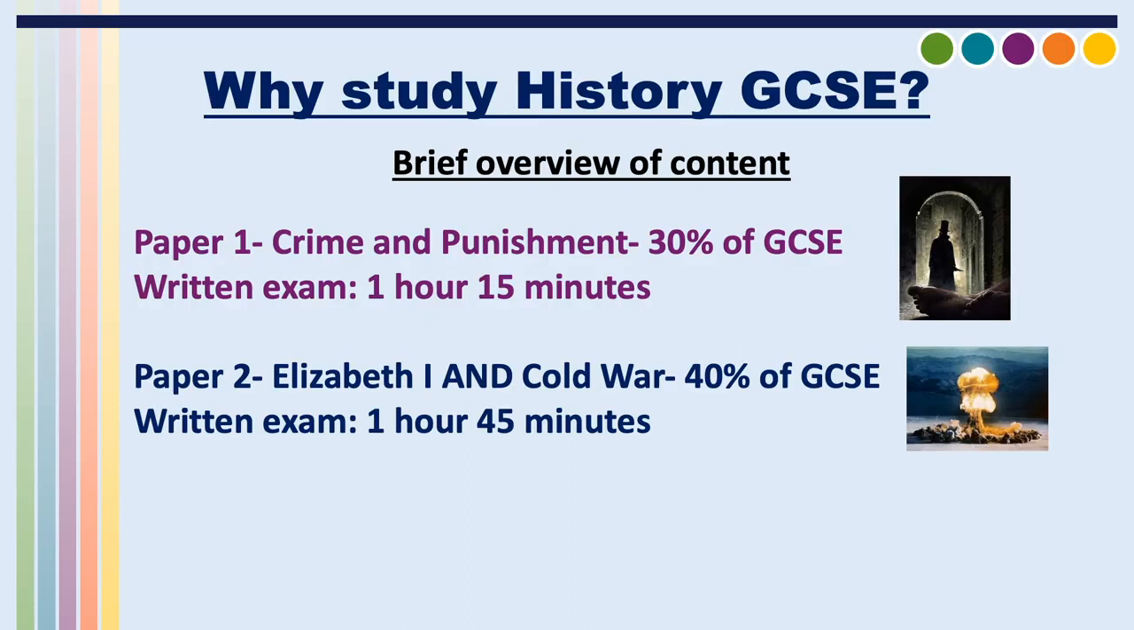Paper 2 is split into 2 completely different topics, but they're assessed in the same paper. This is worth 40% of your GCSE. So the first part of paper 2 is on Elizabeth I, and the second part is on the Cold War. This will be assessed through a written exam, which is 1 hour and 45 minutes long.